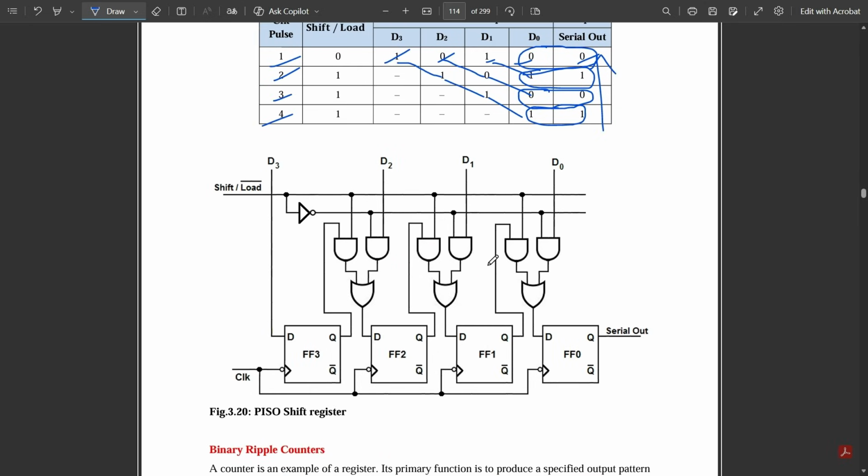So yeah, hope this is clear. Any one of all these shift registers would definitely be asked in the final exam, so please focus well.